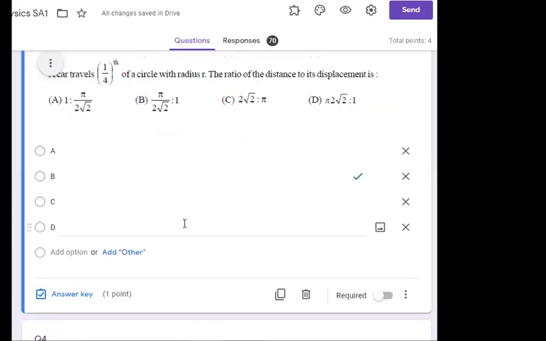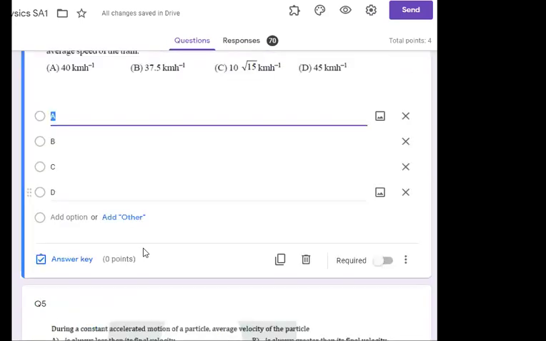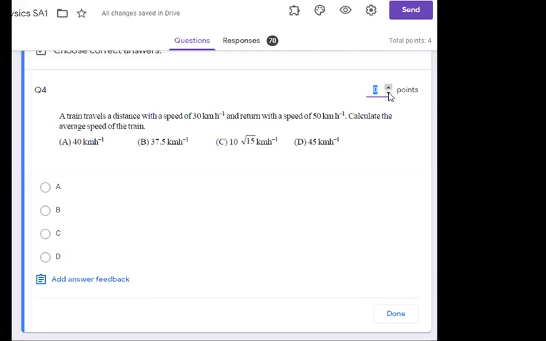ठीक है. नेक्स्ट क्वेश्चन नंबर 4. Mostly I have given the type of question which we have already discussed in class, है ना? सबको लगा होगा, right? So that class में हम लोगों ने almost discuss किया था.